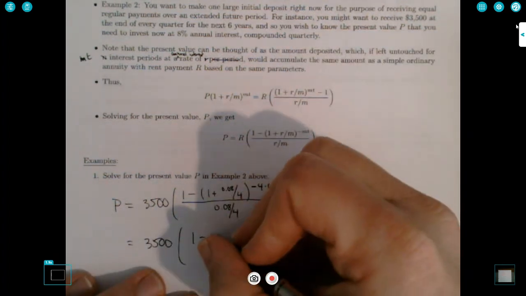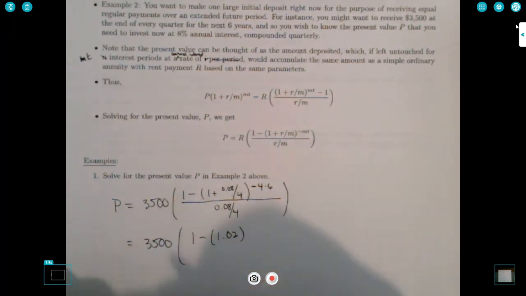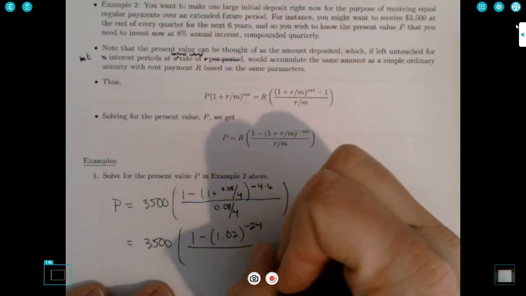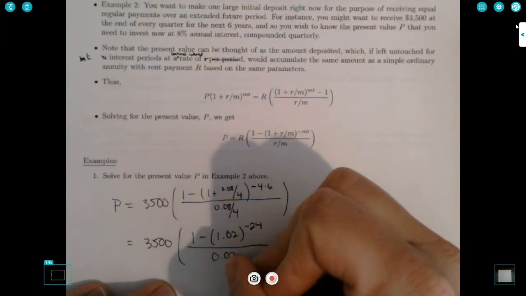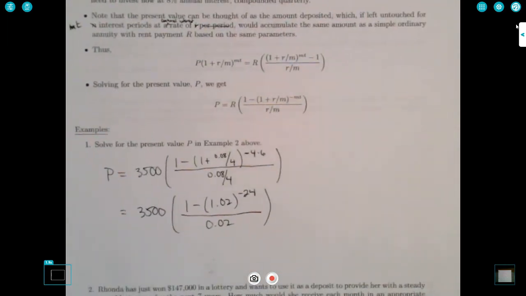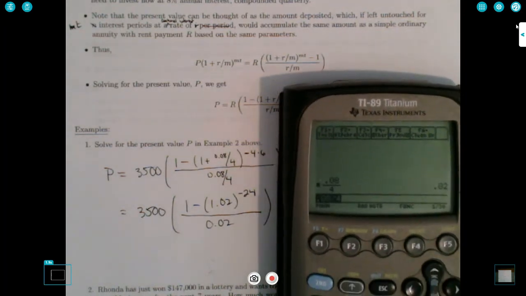So this is going to be 1.02. 4 times 6 is 24, so to the negative 24. Over, and then 0.08 divided by 4 again was 0.02, right? So that's a little bit nicer, right? It's a little bit easier to punch that into your calculator. So I'm going to go ahead and do that now, and I'll show you exactly how I punch it in.